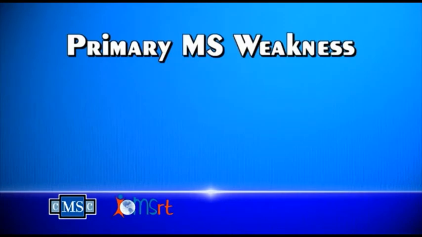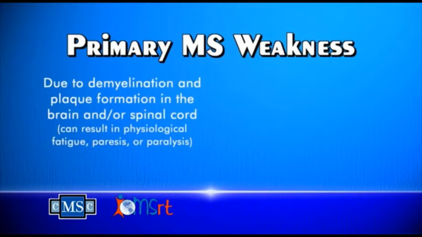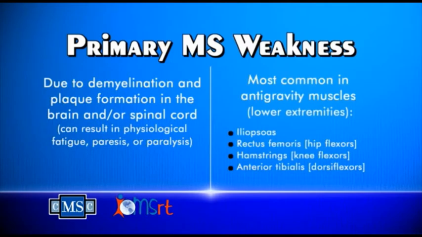The primary weakness that we observe in multiple sclerosis is due to the demyelination and axonal degeneration that was described in Module 1. As a result of the demyelination, we can develop difficulty with propagation of action potentials along the axons. That can result in physiologic fatigue, paresis, and even paralysis. This primary MS weakness, meaning weakness specifically resulting from damage to the axon and demyelination, is most commonly evident in anti-gravity muscles in the lower extremities. We'll see weakness in the iliopsoas, the rectus femoris, the hamstrings, and the anterior tibialis.